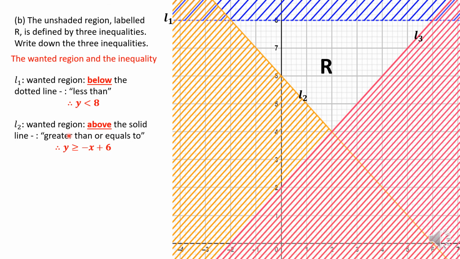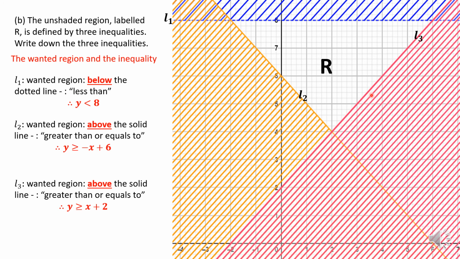Then line 2: if you look at that, the wanted region is above this line. So when it's above the line, it's greater than or equal to because it's solid. Now line 3 also has the wanted region above the line. So we're also going to have greater than or equal to. And then the x plus 2 and minus x plus 6 are coming from your equations.